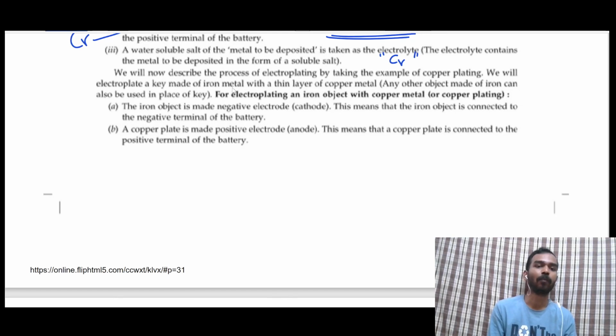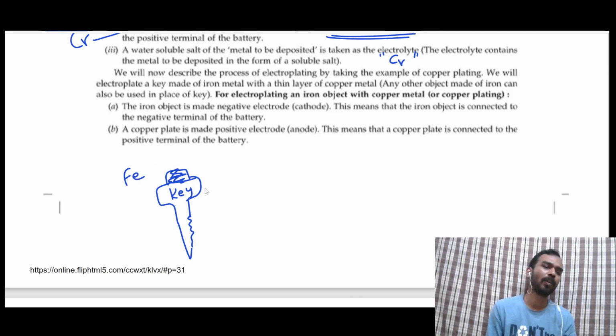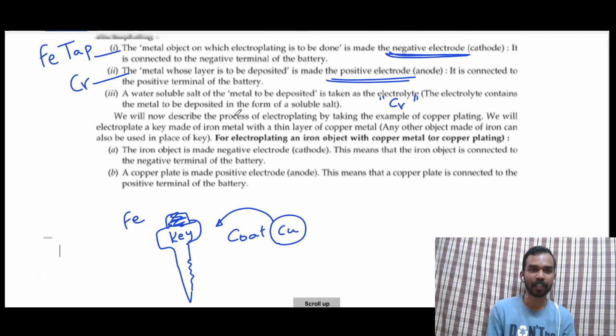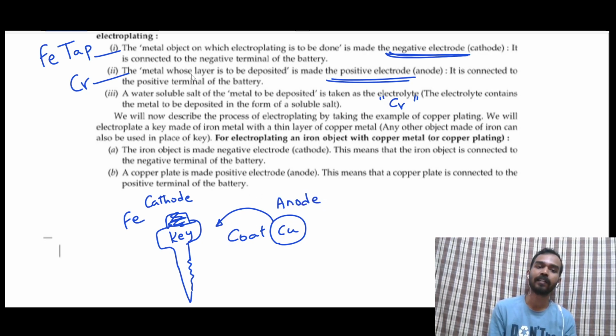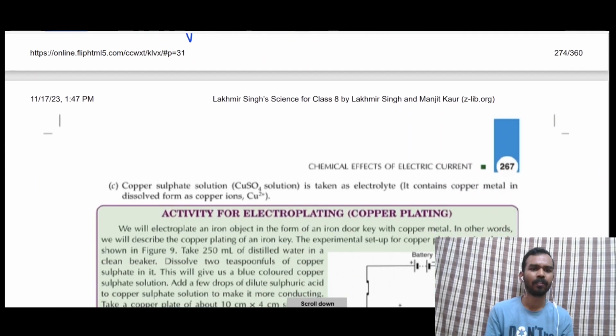Yes, so here you have one key, an iron key, and you want to coat copper onto this key. So now remember the points. Whatever object you want to coat is the negative electrode, basically the cathode. And whatever you want to coat with, that is the anode. And the solution is relevant to what you are coating. So the solution is close to copper, meaning copper sulfate electrolyte.